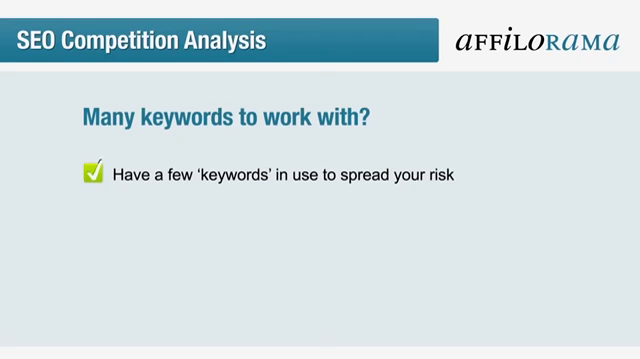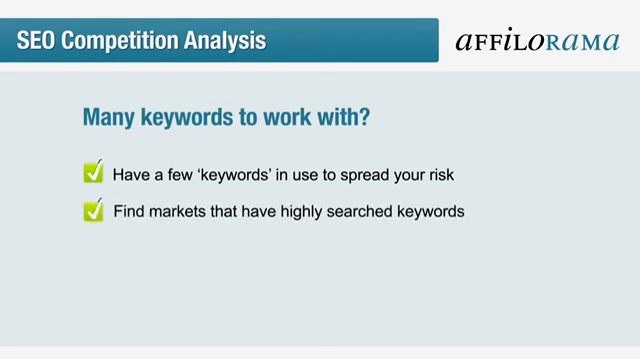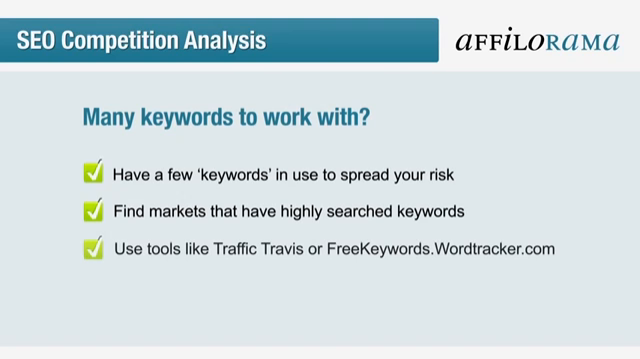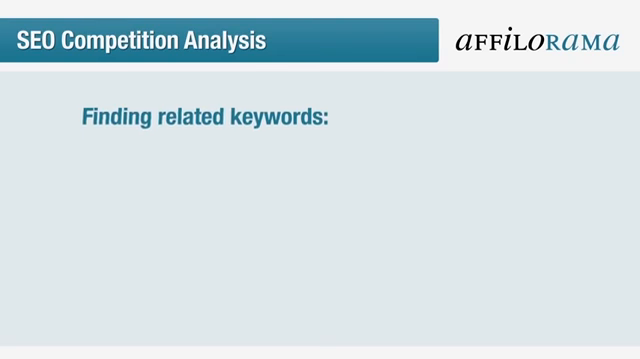When you're researching markets and keywords, try to find ones that have a number of highly searched keywords to target. You can use keyword research tools like Traffic Travis or freekeywords.wordtracker.com to get ideas of search volumes for related keywords. Since these keyword tools usually use the words you enter as the base for their suggestions, you can often miss finding keywords that are related, but not based on the same word. For instance, if you were focusing on dog training, you might miss a keyword like stop German Shepherd aggression.